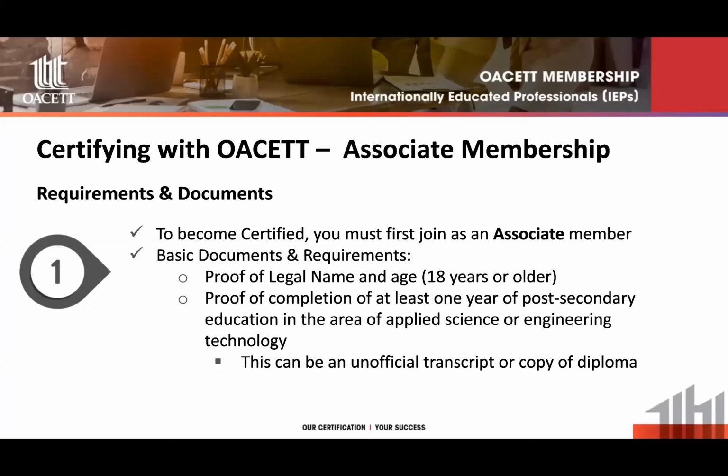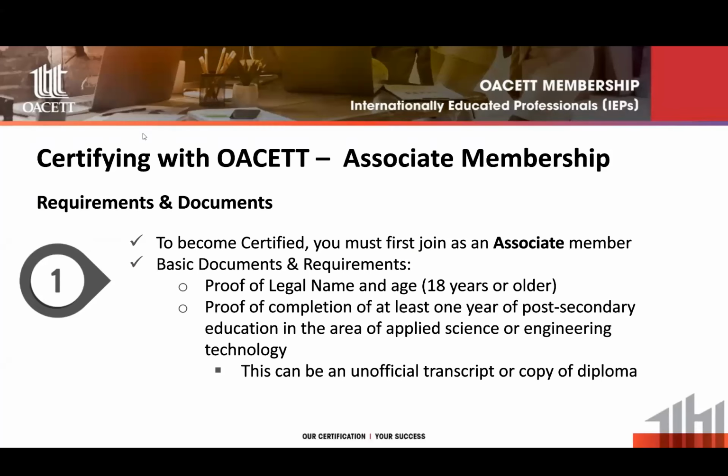So the second part of this, of course, is certifying with OACETT. When you do certify with OACETT, there is a membership category that everybody starts with, and that's the associate membership category. This is very easy to get started and be at this level. To become an associate, which is the first step to be certified, we really only need basic documents. That would be a copy of proof of your legal name and making sure that you are 18 years or older. And then we'd also need proof of completion of at least 1 year of post-secondary education in the area of applied science or engineering technology. This can be international education, this can be Canadian education. And at this stage, we just need a copy of an unofficial transcript or even just a copy of your diploma. That would get you started as an associate member.